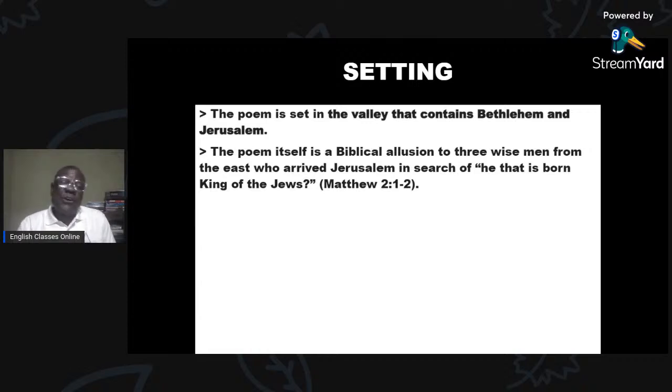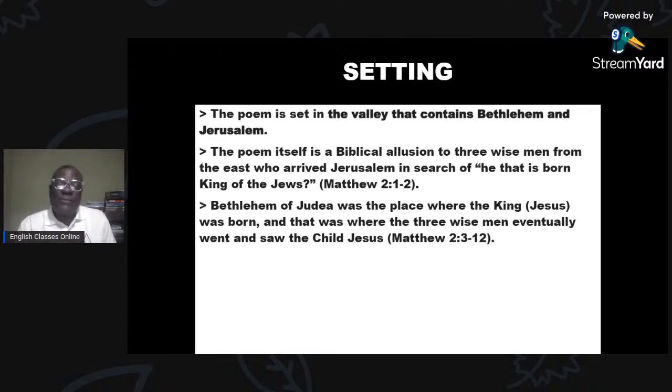If you refer to the scripture, precisely the book of Matthew, chapter 2, verses 1 and 2, you will begin to read something about the three wise men. It's a biblical story, and this poem is based on that biblical story. Bethlehem of Judea was the place where the King Jesus was born, and that was where the three wise men eventually went and saw the child Jesus. So if you read Matthew chapter 2 from verse 3 to 12, you will get the entire story about the journey of the three wise men. And like I said, the Journey of the Magi is based on this biblical story.